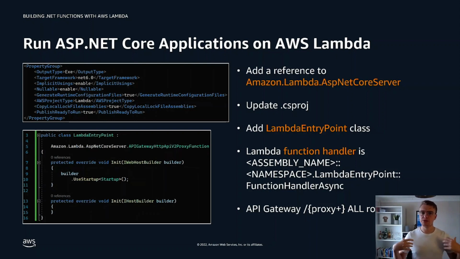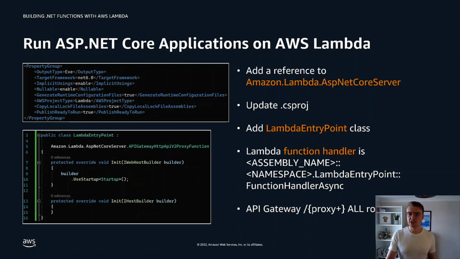There's a couple of flags that Lambda needs to be able to run your .NET code. The most important one is the generation of runtime configuration files. So you need to make sure that the generate runtime configuration files flag is set to true.